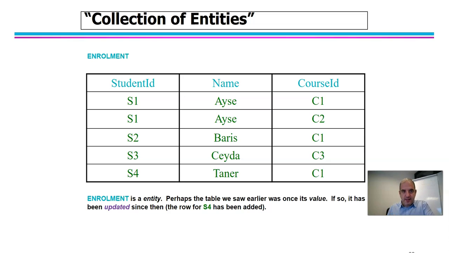So there can be other entities, other tables in your database. It is not like one table covers everything you need. You can have different tables. And at any time, new data can be entered. Here, S4 Taner is enrolled in course 1. We didn't have it before. Now we have it. It's just updated. These tables are dynamic. They can change at any moment.